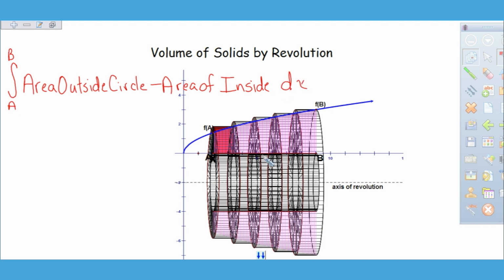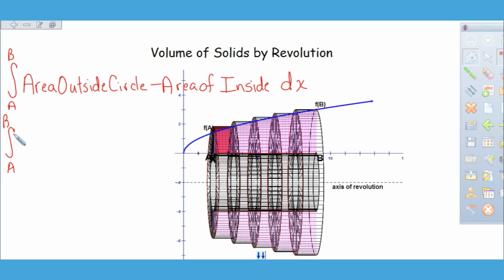And we're going to do this with respect to x because we're going around an x-like axis. So the area of the outside circle minus the area of the inside circle, see that little pink part right there? That's what that would be. And I want to add up all of that, so all of that goes in the integral. Adding up from A to B the area of the outside circle minus the area of the inside circle gives me all that pink. If you stacked all those on top of each other, you would get a solid, and this would give you the volume of that solid. So let's do this.